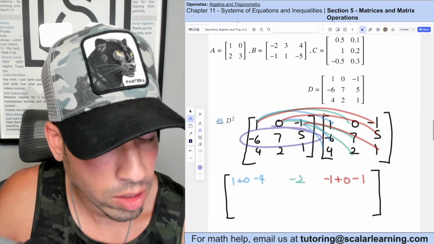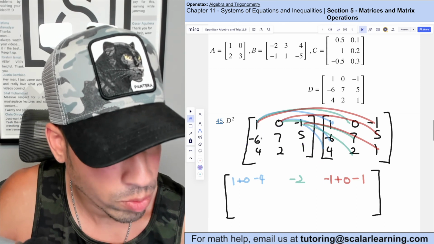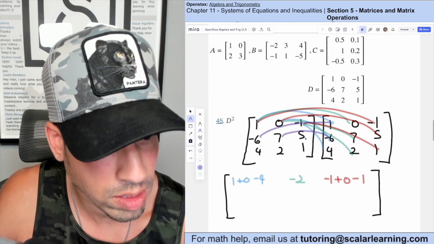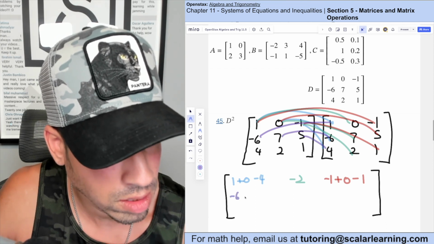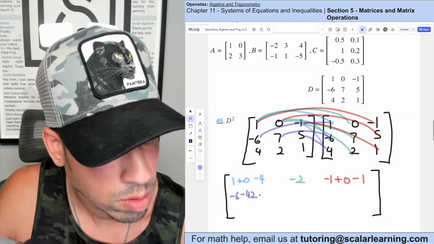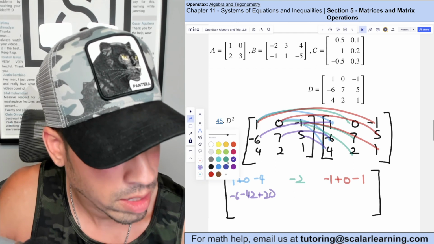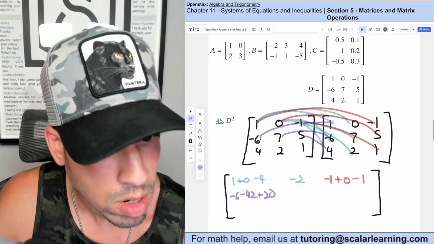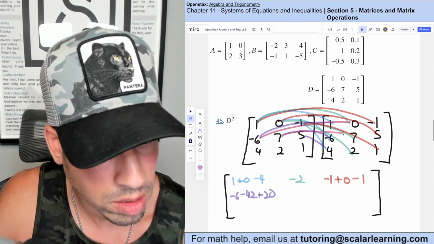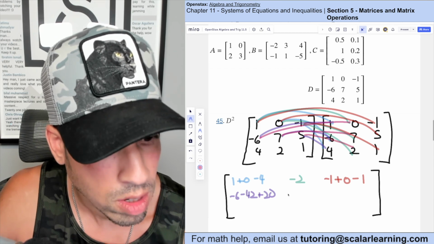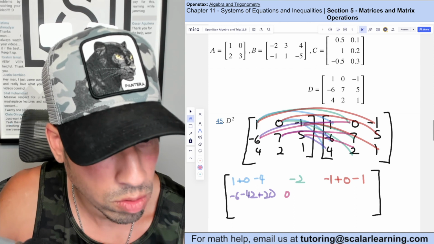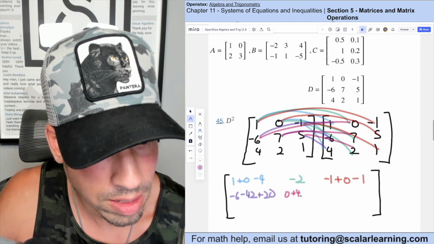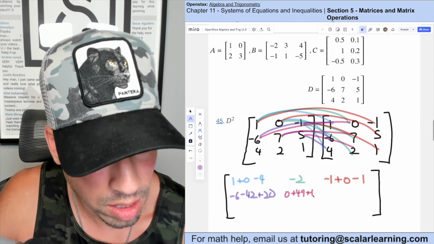Now we go to the second row, reset at the first column. So we got negative 6 times 1 plus 7 times negative 6 plus 5 times 4. That is negative 6 minus 42 plus 20. Okay, next let's go with this color. We got negative 6 times 0 plus 7 times 7 plus 5 times 2. That is 0 plus 49, and then we got 5 times 2, which is 10. Great.